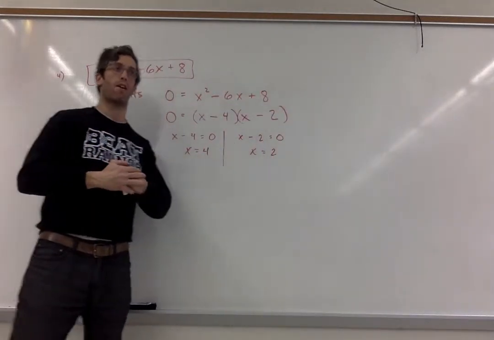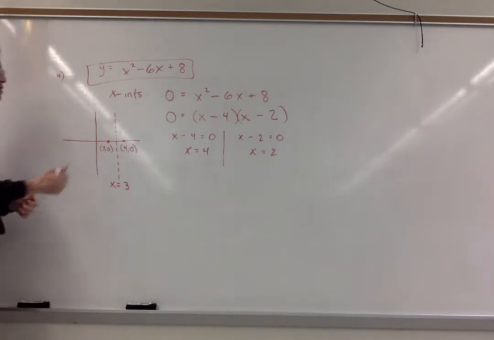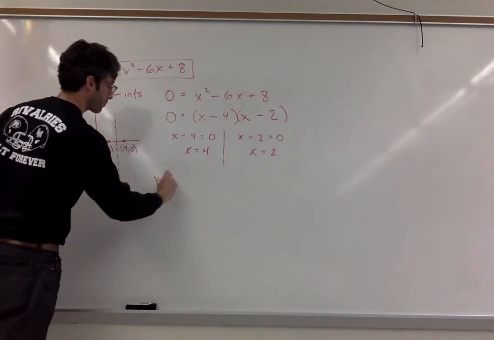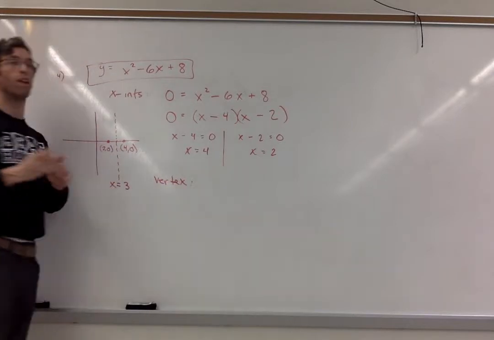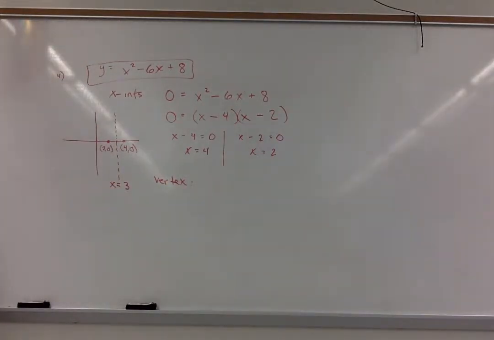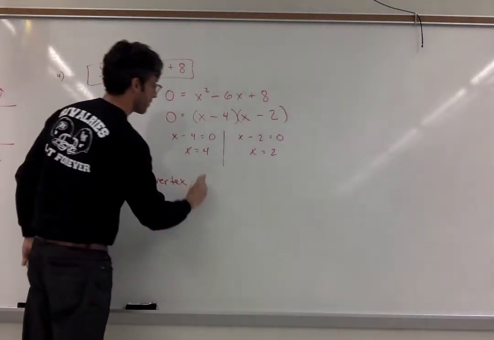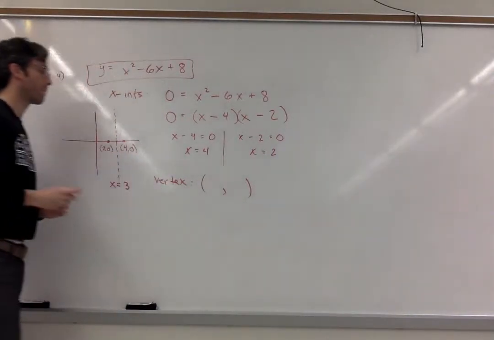That's why this problem is kind of hard. The vertex is an ordered pair, right? The vertex is going to be that low point or that high point on the graph. On a parabola, you have either a low point, or you would have maybe a high point if the graph is flipped over. That point is called the vertex. You know that. So to find the vertex, it's going to be an ordered pair. Always going to be an ordered pair.